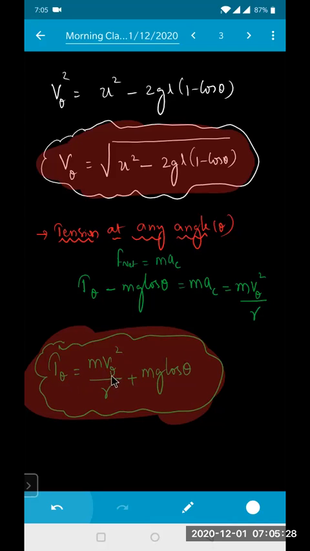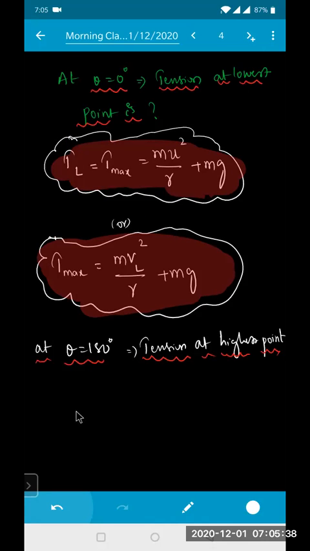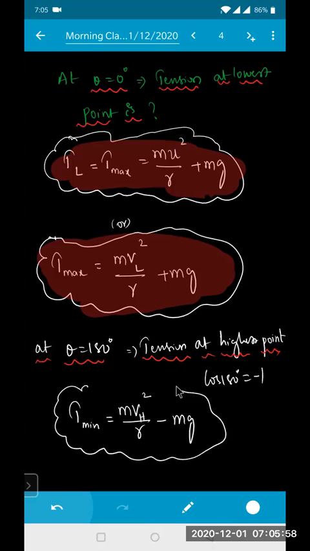So theta will become m into velocity at the highest position, I'll write v_H. And this will become cos 180, which is minus, right? Minus mg. So T will be equal to the minimum. T minimum is equal to m into velocity at the highest point divided by r minus mg, because cos 180 is equal to minus 1. This is your T minimum value: m v_H square divided by r minus mg.